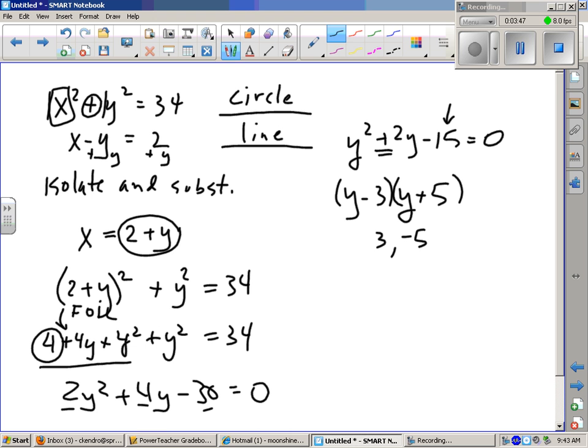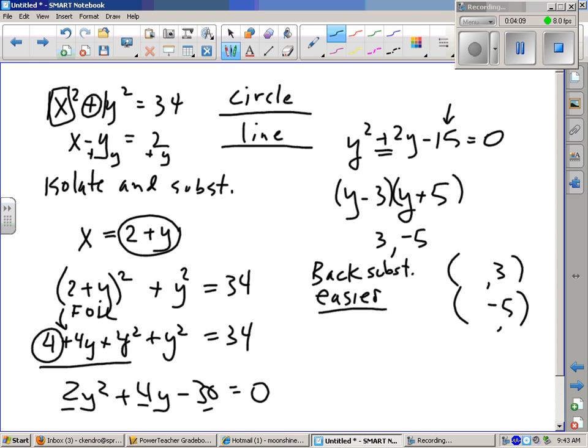Now I'm not finished. I need to know the points of intersection. These are just the y values. I need to find the x values. So the intersecting points, so far that's what I have. Now what you have to do is back substitute, and you have to make sure you use the easier of the two equations. That way you won't miss any answers. Now, easier means less complicated. A line is less complicated than a circle because it doesn't have any squares. So that's where you're going to put the 3 and the negative 5 back in.